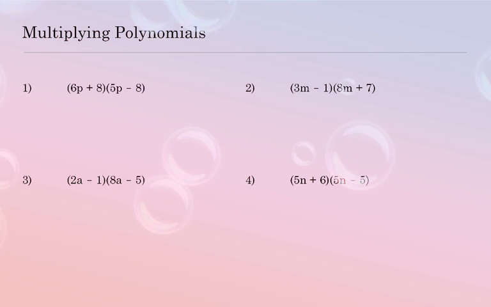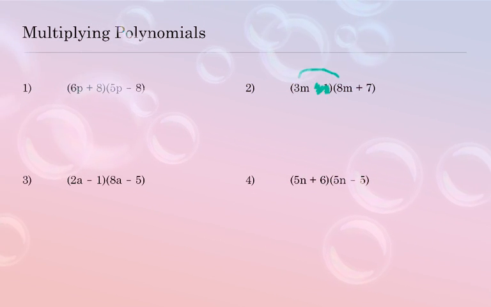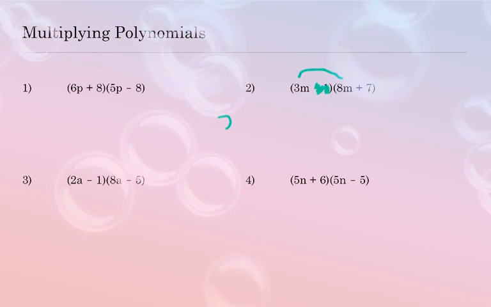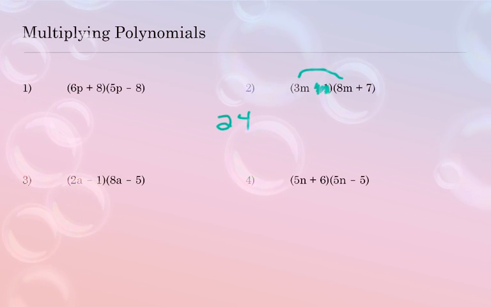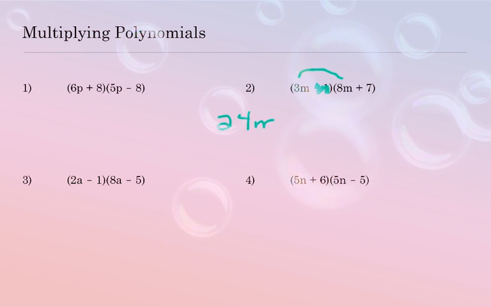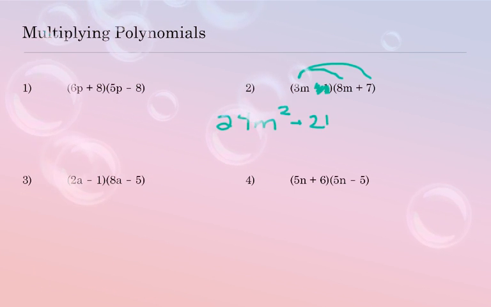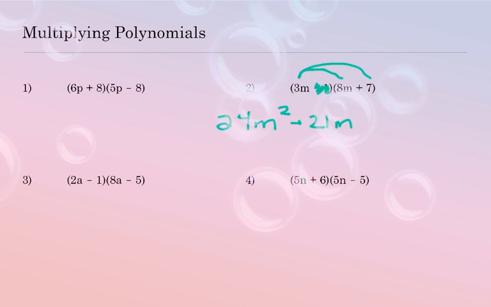So I'm looking at 3m minus 1 times 8m plus 7. Let's ignore this minus 1 first. 3m times 8m. 3 times 8. M times m. Now I need 3m times 7. 3 times 7. And then we still have the m in there.